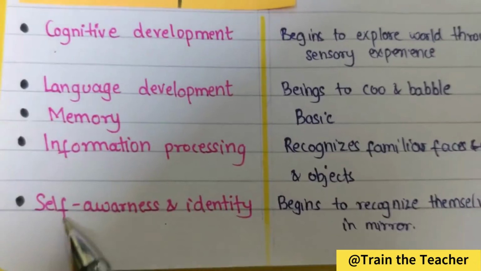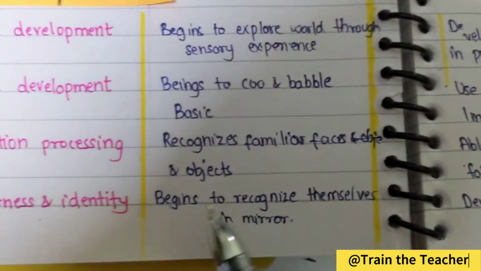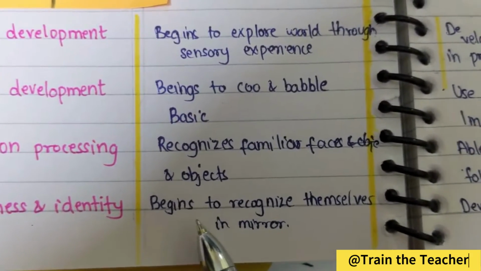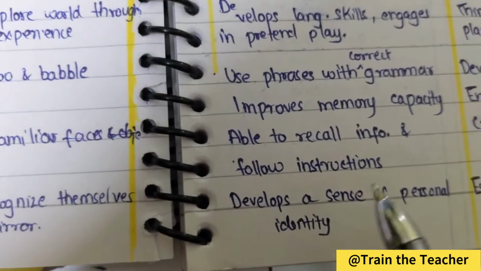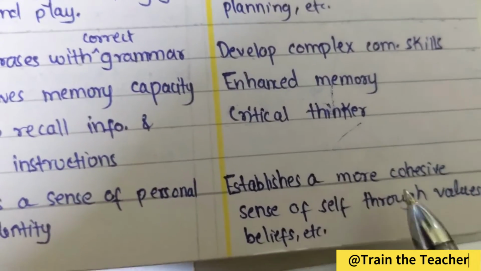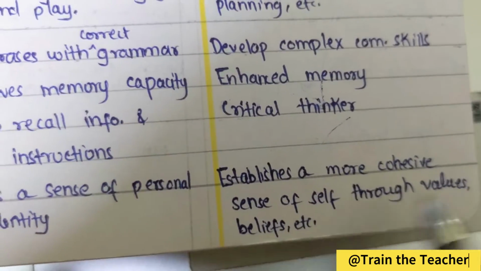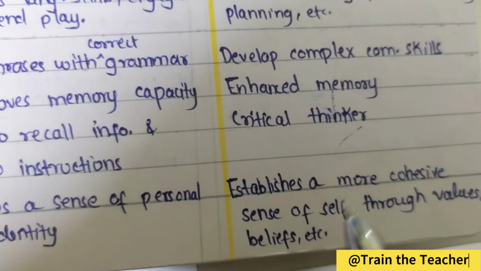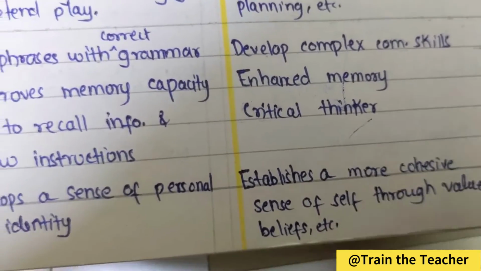Self-awareness, the next point is self-awareness and identity. During infancy they begin to recognize themselves in the mirror. During childhood they develop a sense of personal identity, and during adolescence they establish a more cohesive sense of self through values, beliefs, opinions, perspective, ethics, etc.